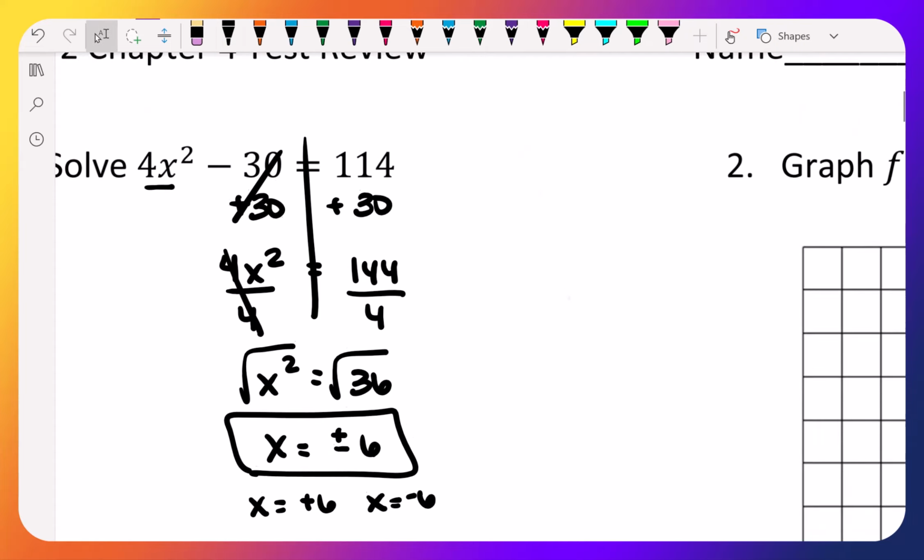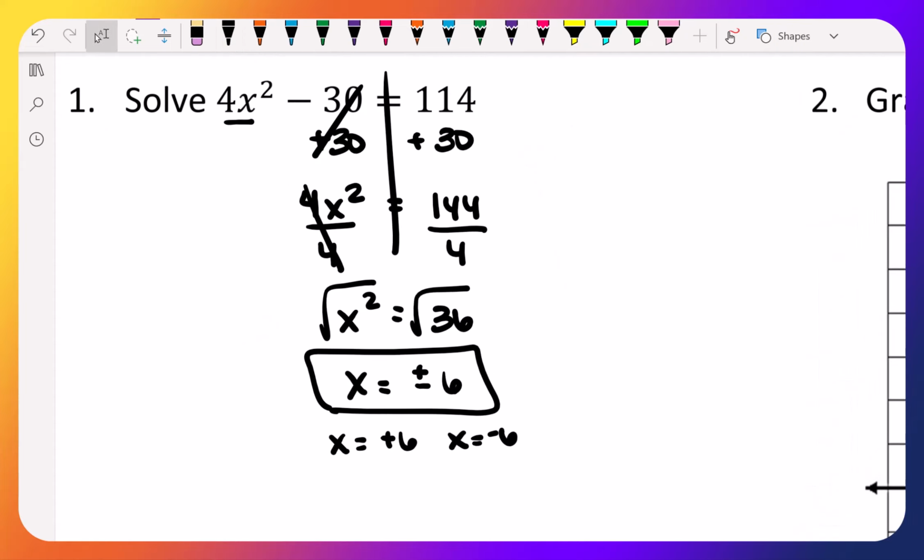Now, if you try to depend on Desmos, what you're going to have to do is graph each side on its own. So you would type in 4x squared minus 30. That would be the first line. And then the second line, you have to do y equals 114. If you just type in 114, it's not going to graph anything. You can graph it that way, figure out where they intersect.